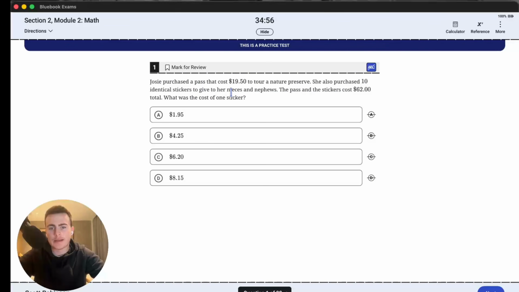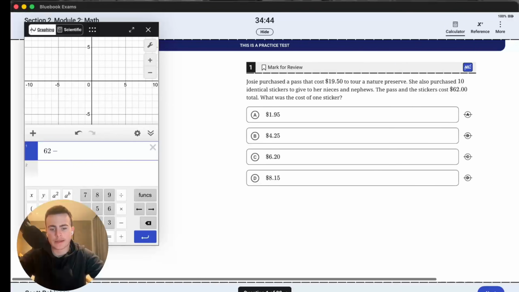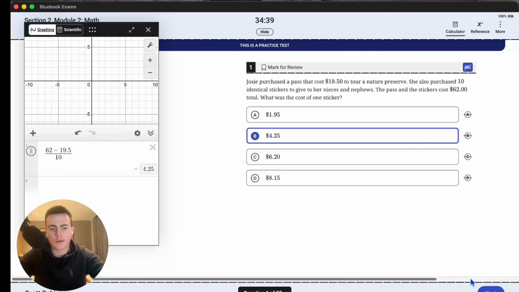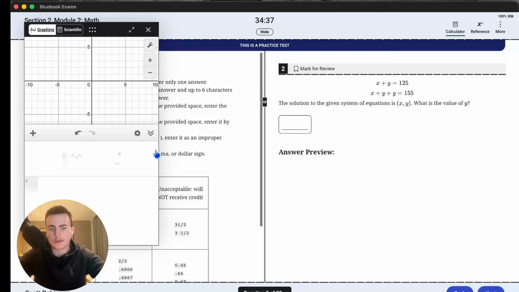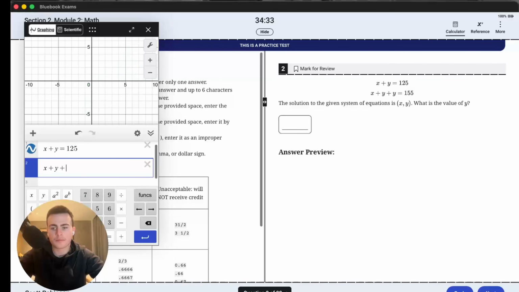Purchased the pass that cost $19.50 to Tori Preserve. She also purchased 10 identical stickers to give to her niece and nephews. The pass and the stickers cost $62. What's the cost of one sticker? Well, I need to find the cost of all the stickers together. So I do 62 minus 19.50, and then divide by 10. That's it. Okay. This is easy. You should never ever get these wrong, or I'll be very disappointed in you.